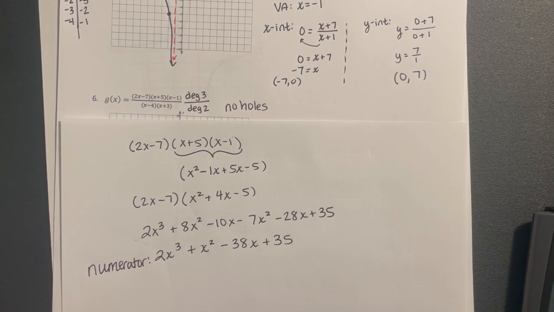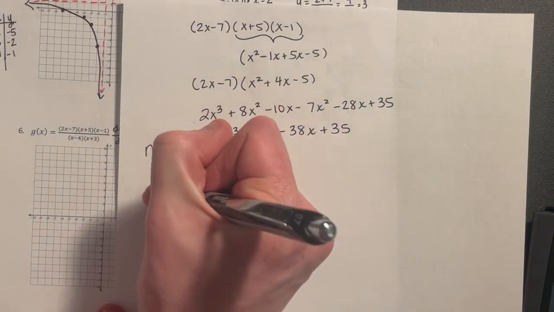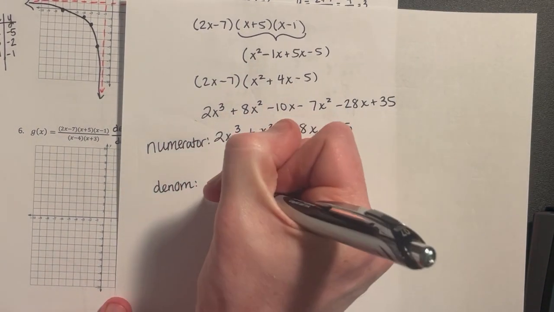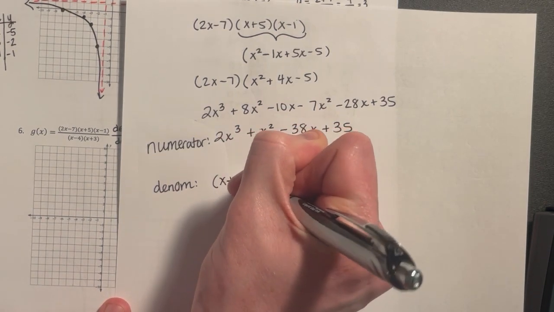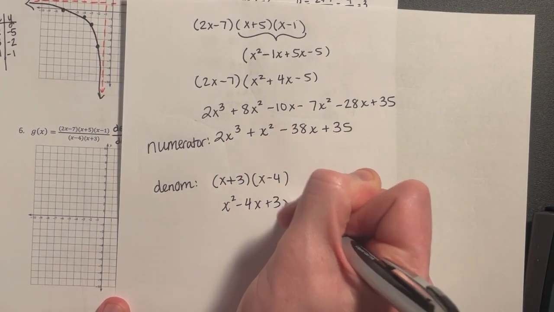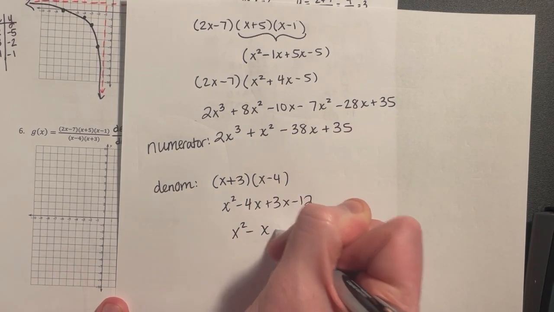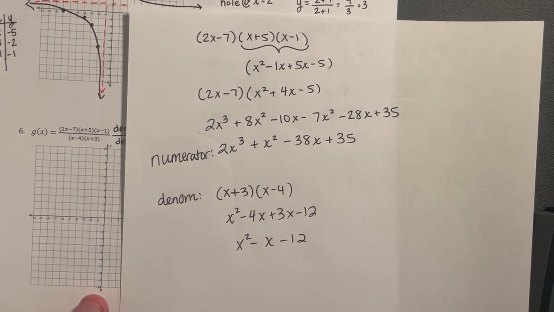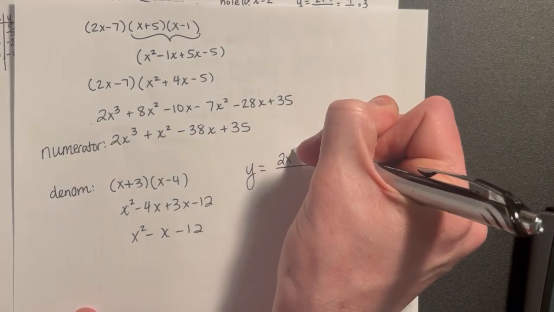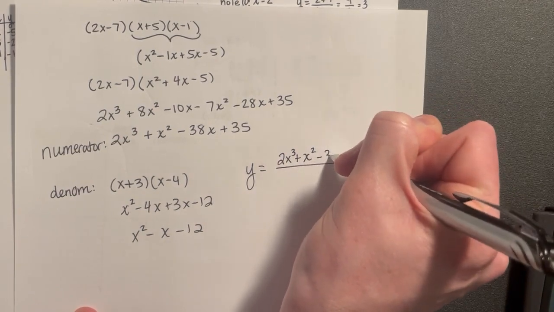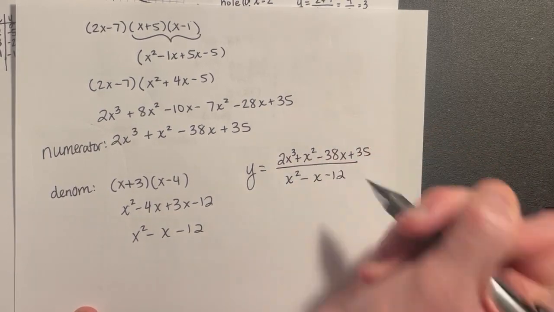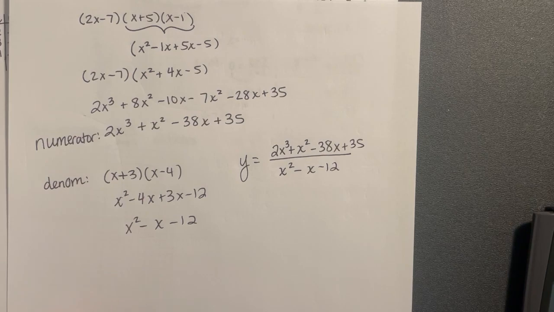And now we would need to know what the denominator is. All right, our denominator was x minus 4, x plus 3. So that would multiply out to be x squared minus x minus 12. All right, so that would be our function in standard form, I guess. 2x cubed plus x squared minus 38x plus 35 over x squared minus x minus 12. We still need to do the long division for that.